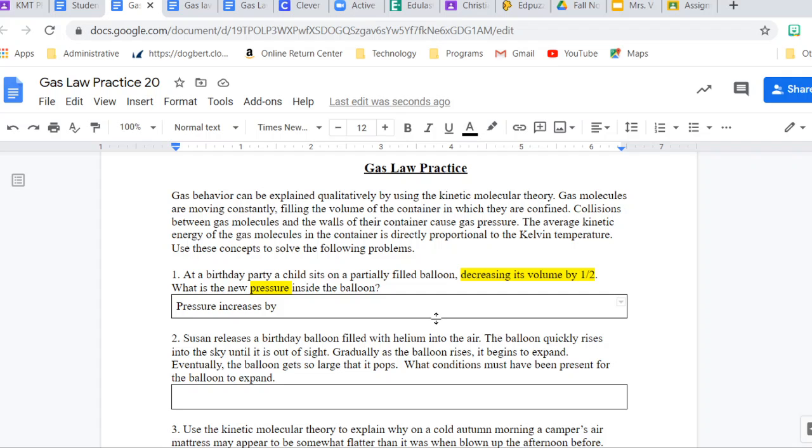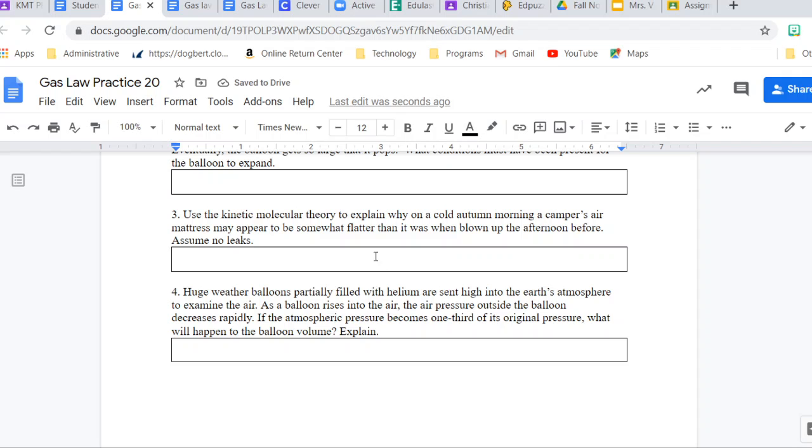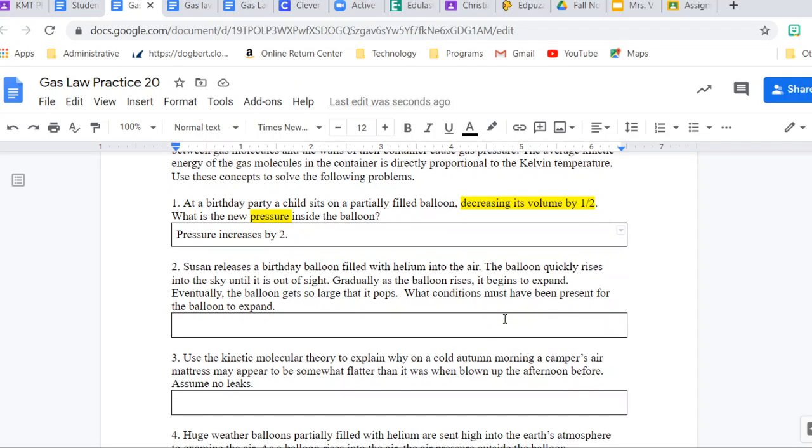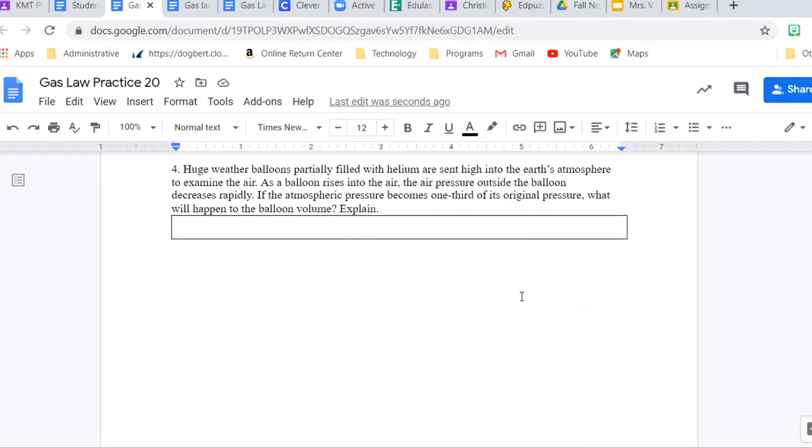It's increasing by 2. So you're going to answer these 4 questions. As you notice, the rest of them don't really have numbers, so this part is probably not there, but you're going to have to talk about how this happens. And this one says what condition must be present for the balloon to expand. So think about what has to happen for it to expand. Highlight the measurements, look at your law, and see how it works together.